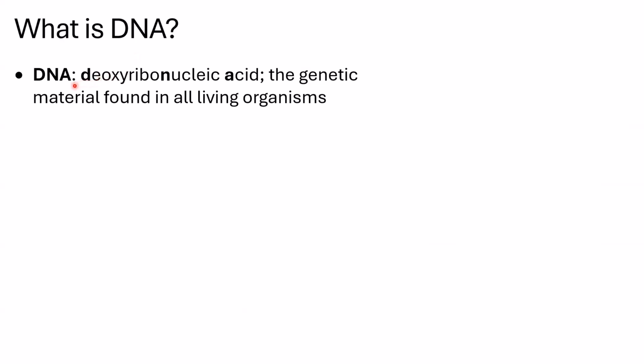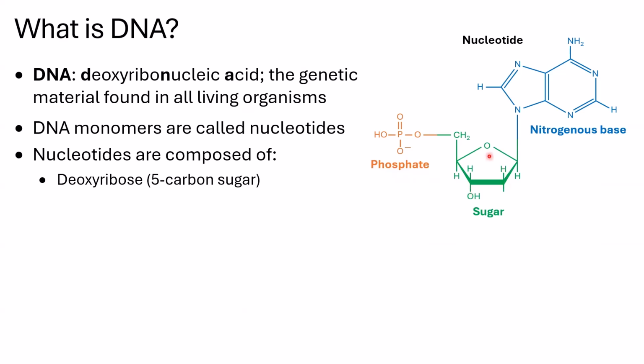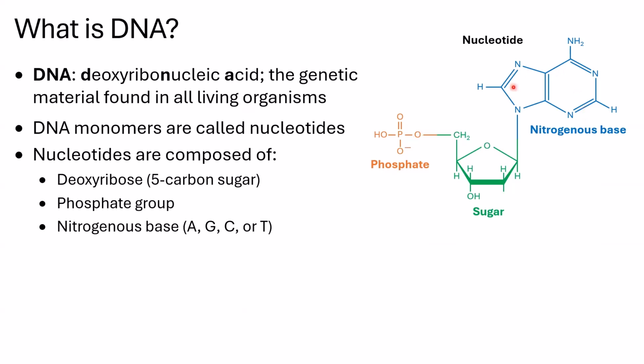What is DNA? Recall from the macromolecules lecture that DNA stands for deoxyribonucleic acid, and that it is the genetic material found in all living organisms. Recall also that DNA monomers are called nucleotides. Nucleotides are composed of the 5-carbon sugar deoxyribose in green, phosphate groups in orange, and a nitrogenous base in blue.